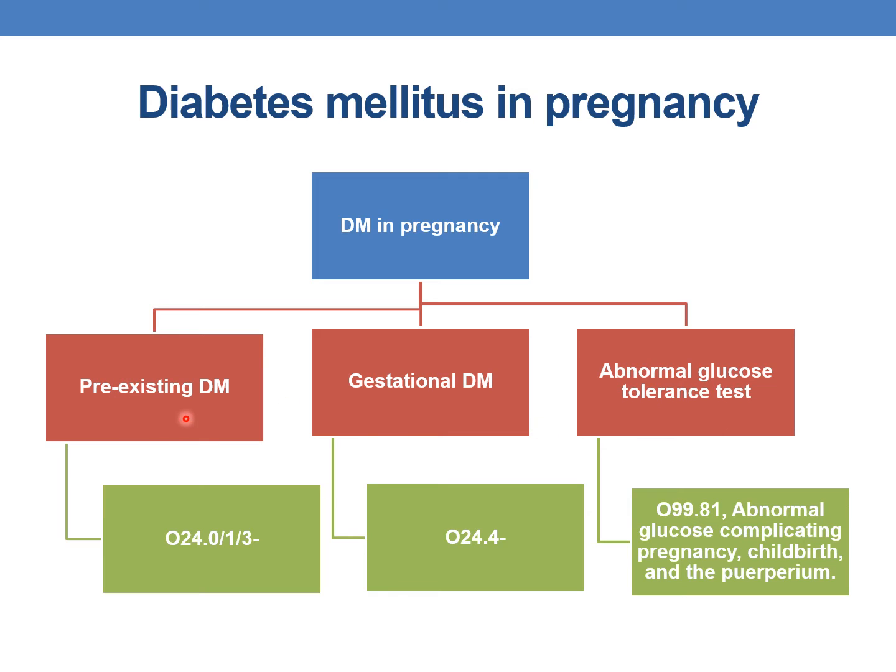So the code for pre-existing diabetes mellitus in pregnancy is O24.0, 1 or 3. There is still further expansion for the code. And the code for gestational diabetes is O24.4. Even this code is further expanded. And the code for abnormal glucose tolerance test is O99.81, abnormal glucose complicating pregnancy, childbirth and the puerperium.